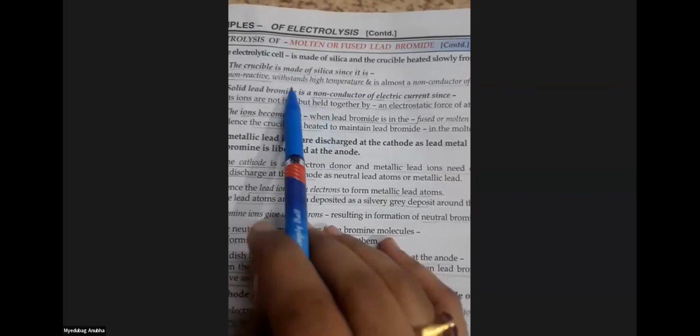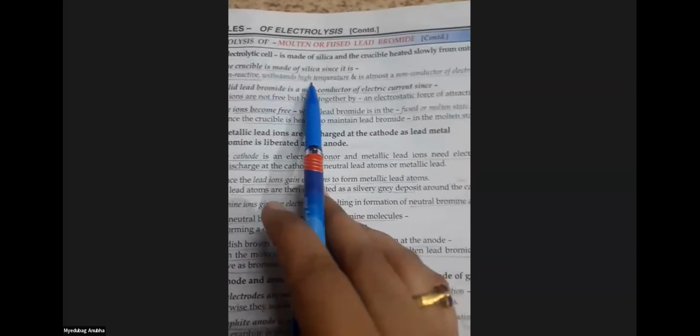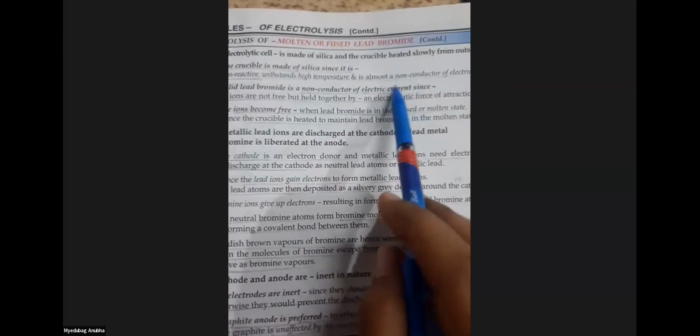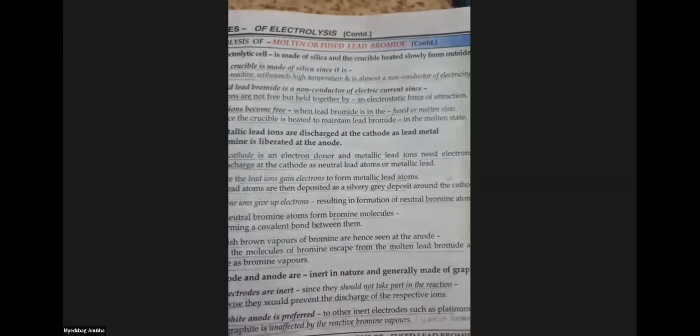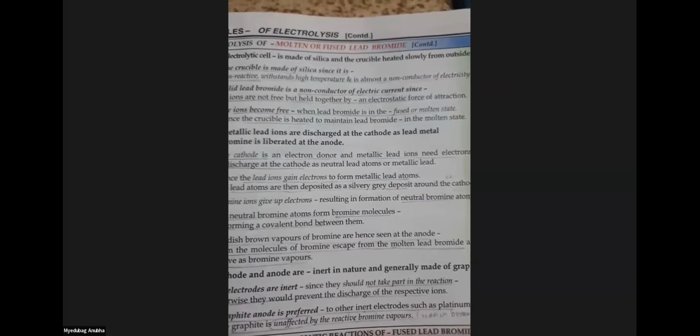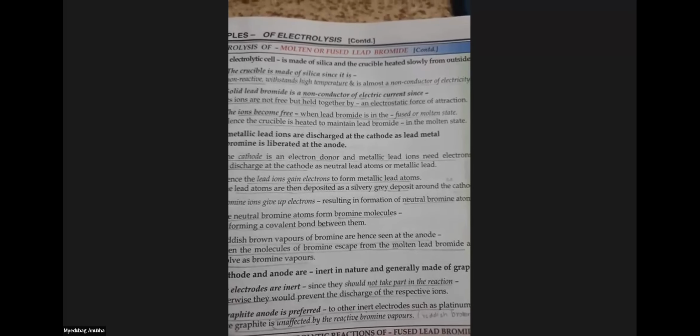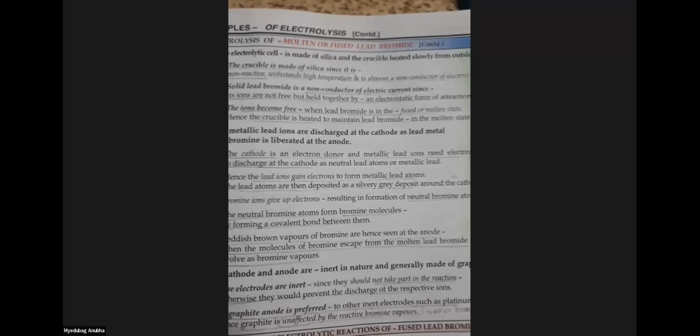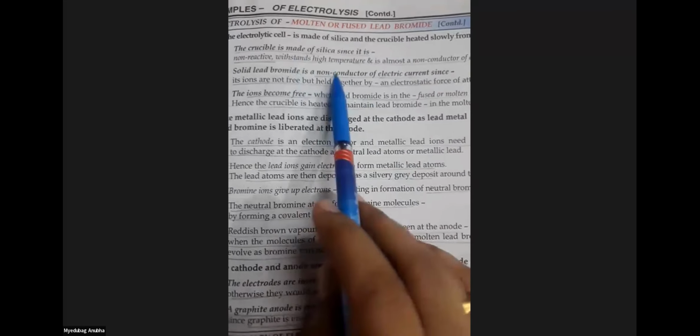Further, as we have used the Bunsen burner to heat our setup, silica can tolerate such high temperatures. Also, silica is a non-conductor of electricity. So when we pass the electric current through the electrolyte, the entire vessel is not conducting electricity. That's why, as I told you, the electrolytic cell is a non-conducting vessel, right? Then solid lead bromide is a non-conductor of electricity.